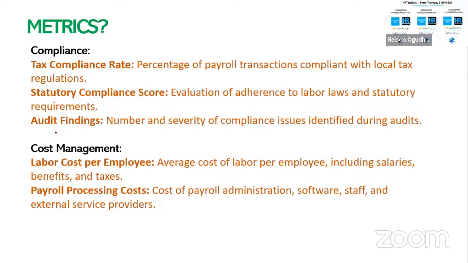So this is average cost of labor per employee, including salaries, benefits, and taxes. You take the whole gross salary, then you add benefits, divide by the number of employees, and now you know how much we are paying per employee. So that even if you are to bring in someone, you will see how far this person is from the average, maybe in terms of requesting a high amount.